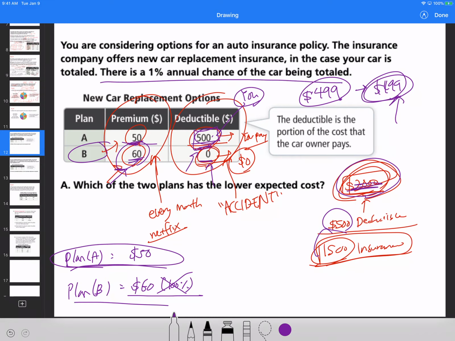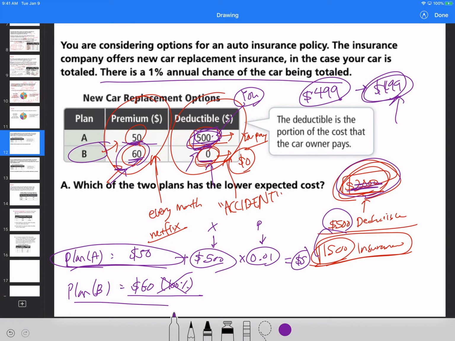But notice how we say that there's a 1% annual chance of the car being totaled. So if there's a 1% chance of the car being totaled, we want to make sure that we pay this deductible, $500. Let's say you get into a very hard car accident, then you have to pay $500 for that because that's your deductible, right? Times 0.01. Now there's a percentage of the car being totaled with the cost of the value, so it's X times P once again. What is that going to be? That's going to be $5.